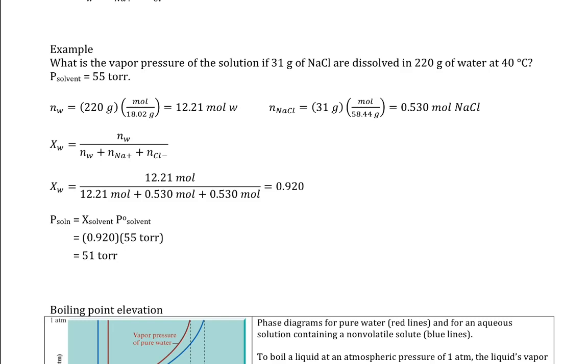Now the pressure of the solution is the mole fraction of the solvent times the pressure of the solvent. So we have 0.920 times 55 torr equaling 51 torr. So it has definitely dropped down.